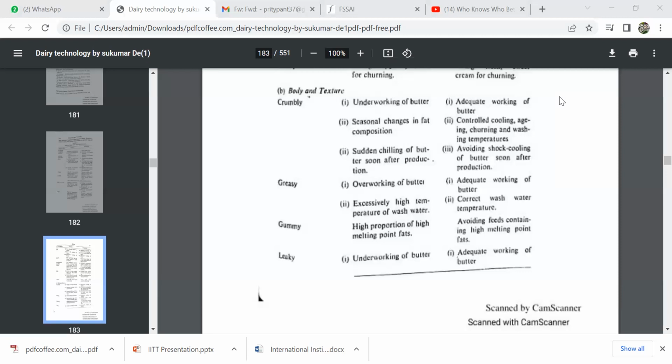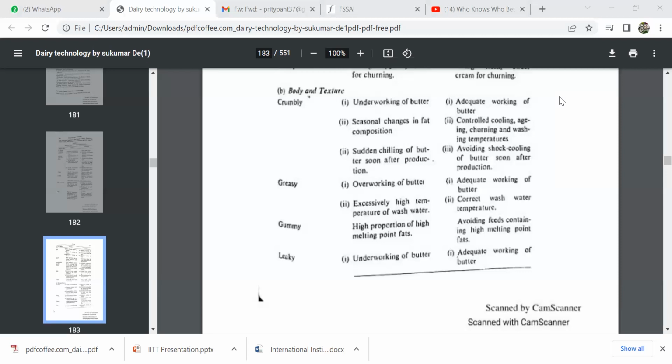Different kinds of color defects are mottled, streaky, wavy, dull, or pale. Mottled color defect is due to inadequate washing of butter grains, improper incorporation of salt, inadequate working. तो इसको prevent करने के लिए adequate washing, adequate incorporation of salt, proper working of butter.